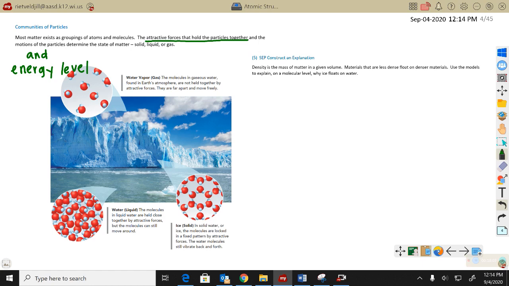And then finally we've got the solid phase. Often there's a very fixed, very organized pattern in some solids. Water would be a good example of that.